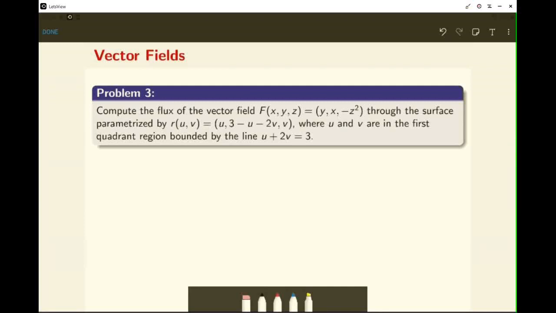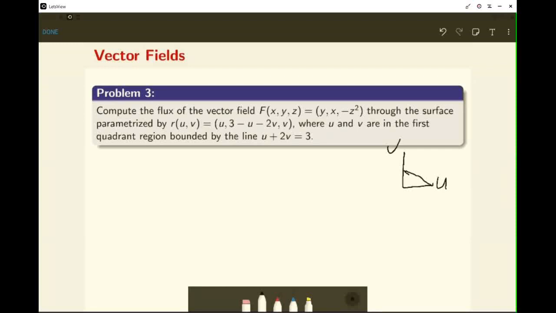And so here we've got a surface that is a little patch of a plane. It depends linearly on its variables. It's going to be this little triangular patch that, if we draw out what's going on in UV, this line, U plus 2V equals 3, is going to give us this little triangular patch that we're interested in.